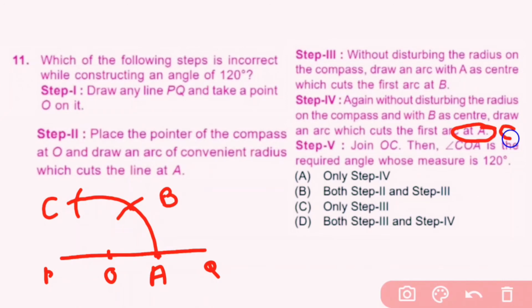And step 5, join OC. Now this COA is 120 degree. So here only statement 4 is incorrect. So A is correct answer.